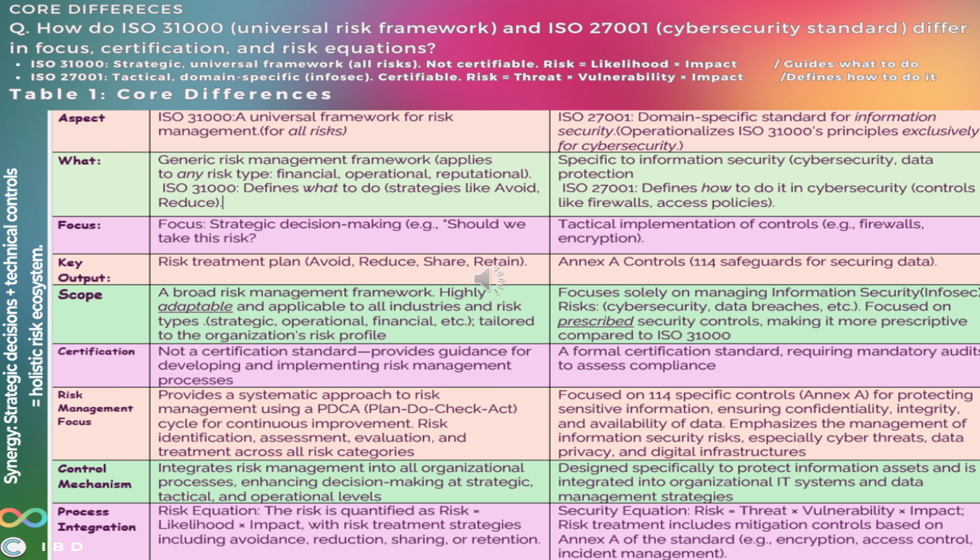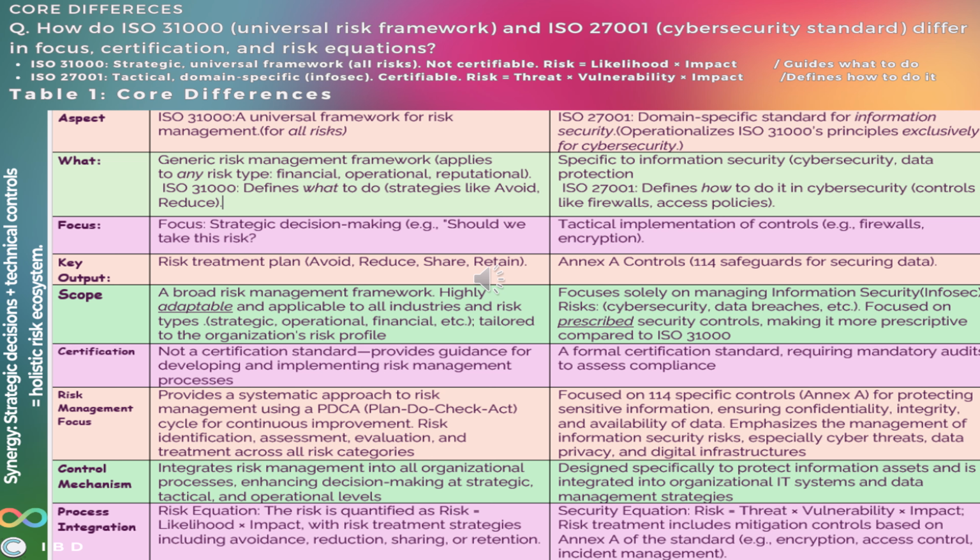ISO 31000 is a universal framework applicable to all types of risks: financial, operational, reputational, or strategic. It answers the question, what should we do, by guiding organizations to avoid, reduce, share, or retain risks. For example, a company might decide to avoid partnering with an unreliable supplier or retain currency fluctuation risk after analysis.